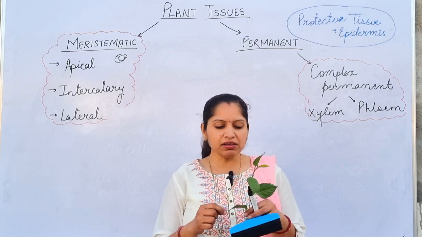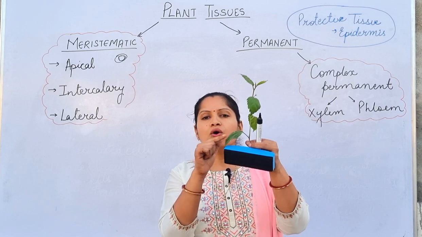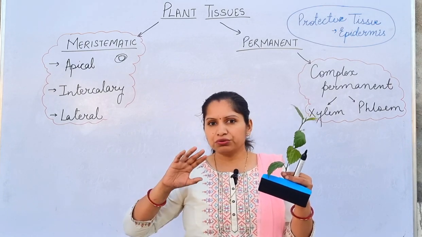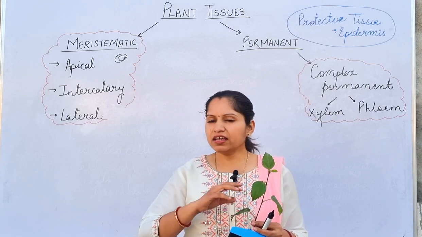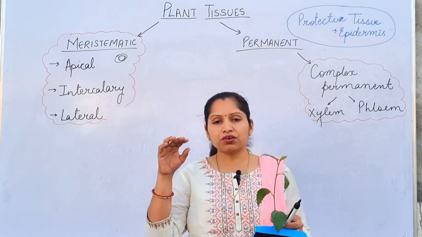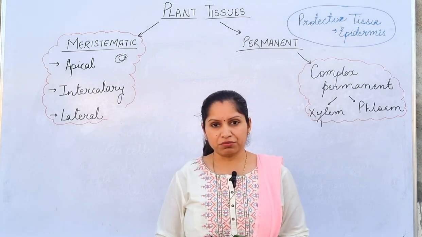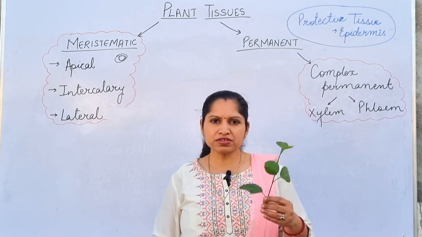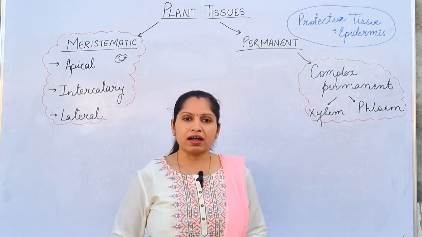Similarly, the plants also have a topmost covering all around it, around the roots, around the stem, around the leaves. Every part of the plant is covered with an outer covering that is known as epidermis. So this outermost layer of epidermis is the protective tissue in the plants.